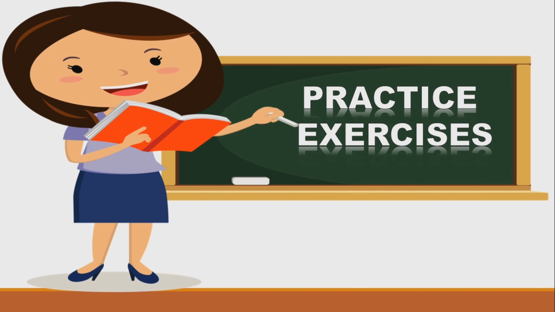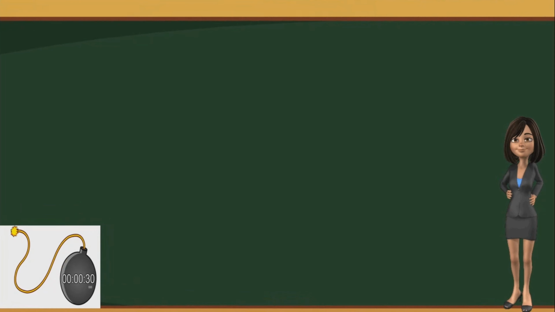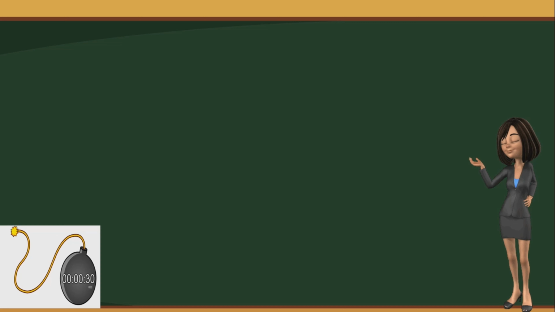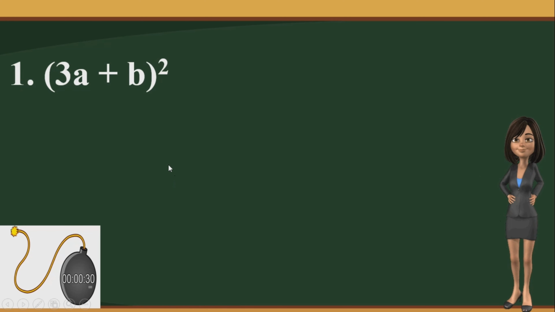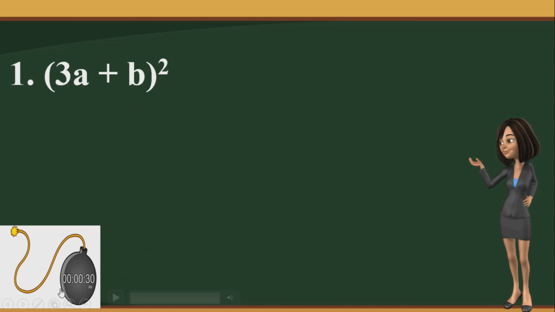Okay, now let's have some practice exercises. By this time, you will be the one to solve the problem. And for each problem, I will give you 30 seconds. For the first problem, we have quantity 3a plus b squared. So your time starts now.